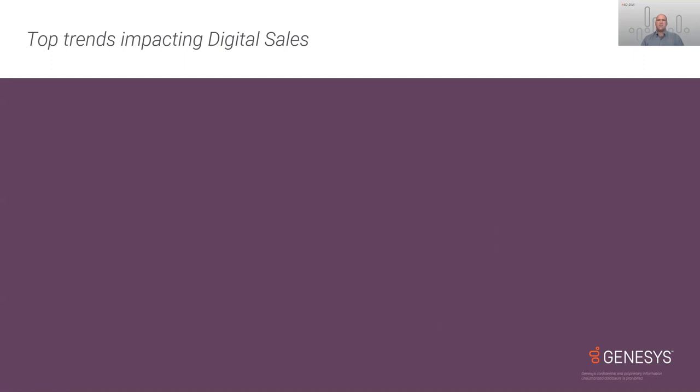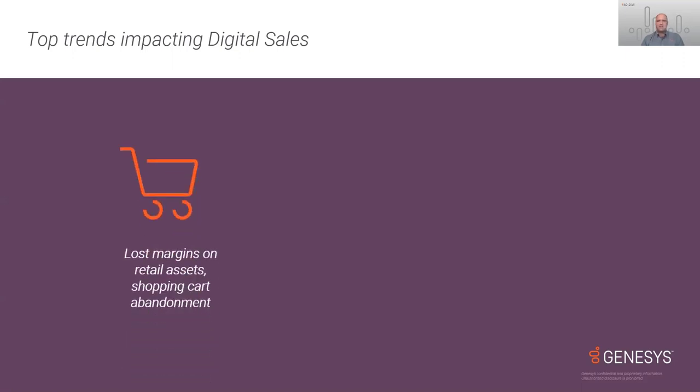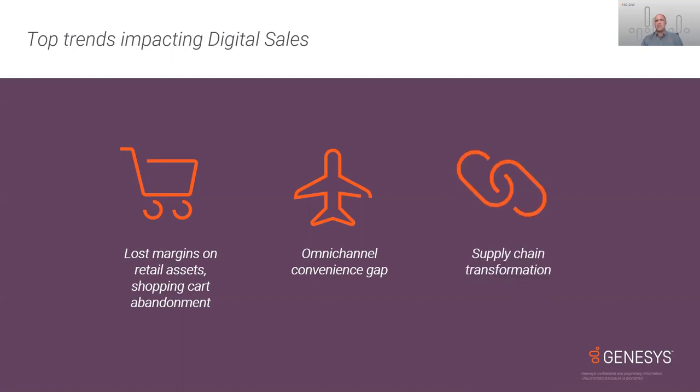To understand how this applies to the topic of my presentation, being how to sell more and faster to your digital customers, we need to take a quick look at the trends impacting digital sales. Firstly, lost margins on retail assets and shopping cart abandonment. Companies are increasingly competing on price or cost and finding it hard to convert prospects, even if product interest is shown. The omnichannel convenience gap impacts this process by not being where the customers are, whether that be online or via voice channel, via social media, and when contact is made, having no context on the reason why the customer is reaching out. And as we've seen, supply chain transformation is key in closing the fulfillment process in a satisfactory manner.